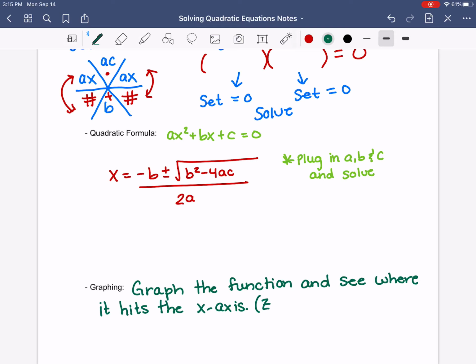These are sometimes called zeros. You may hear it called roots. You may call it solutions, answers. They all mean the same thing. If on the graph, it's where your graph crosses the x-axis. Those are the solutions.